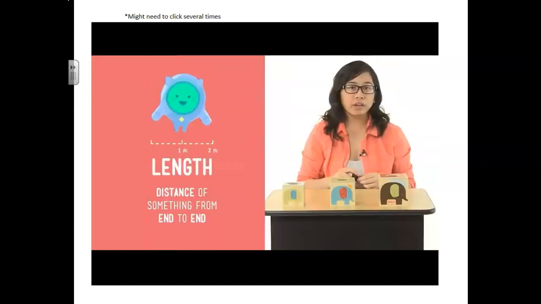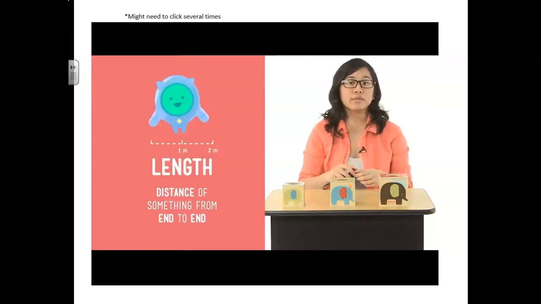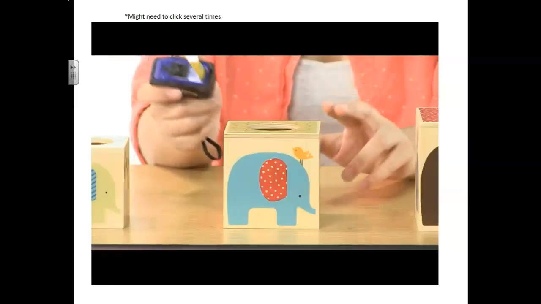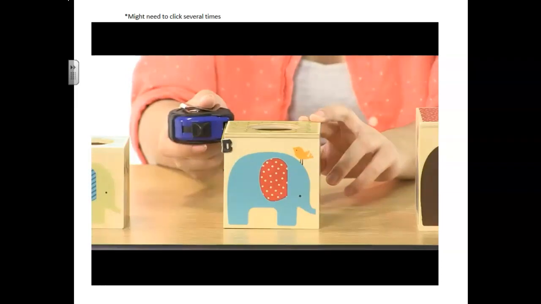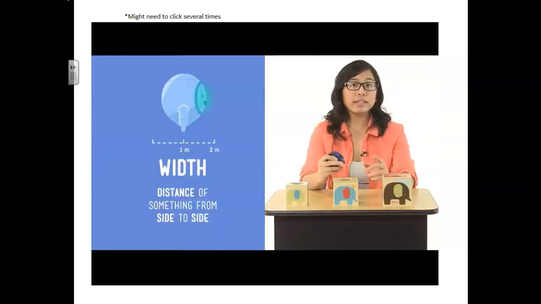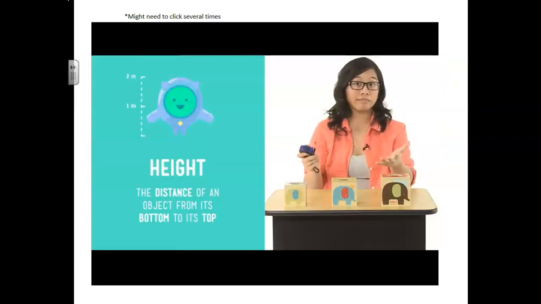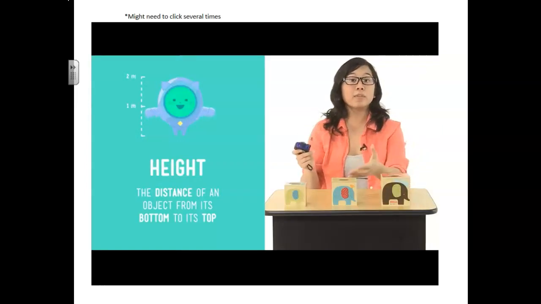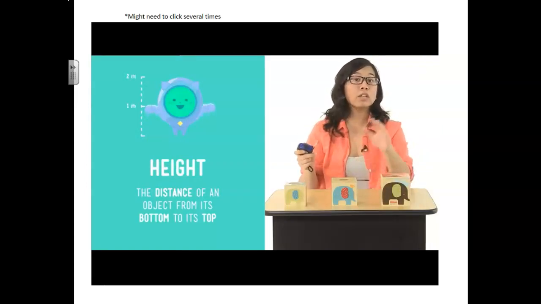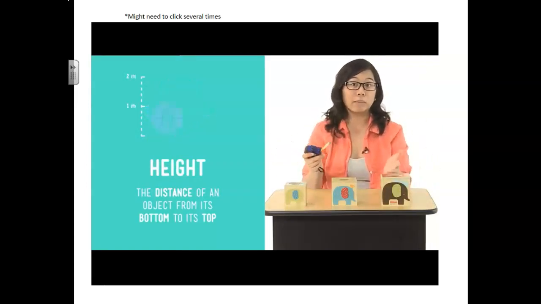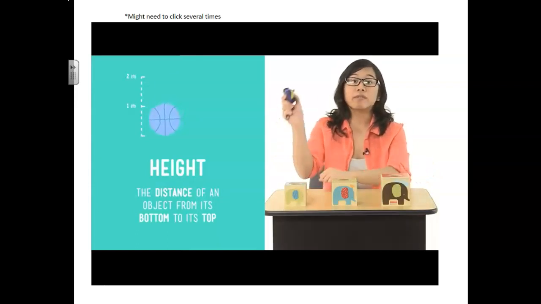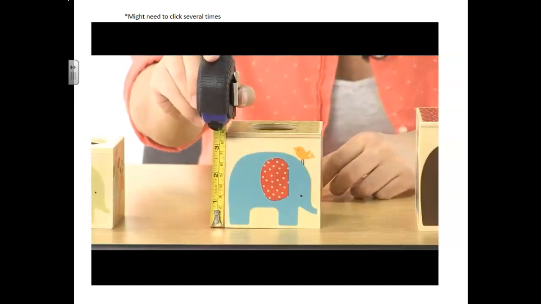Let's start with the big one here, length. Length is just the distance of something from end to end, and this block's length is 8.5 centimeters. Width, meanwhile, is the distance of something from side to side, and its width is 8.5 centimeters. Height. That's an easy one. It's the distance of an object from its bottom to its top, not to mention a major factor in being able to play basketball successfully. And the height of this block is 9 centimeters.